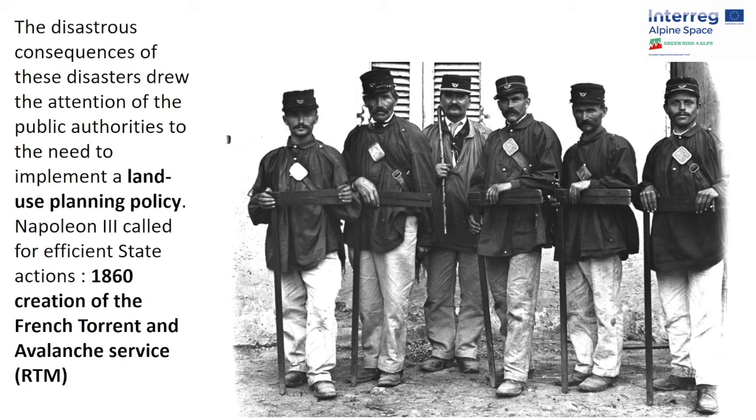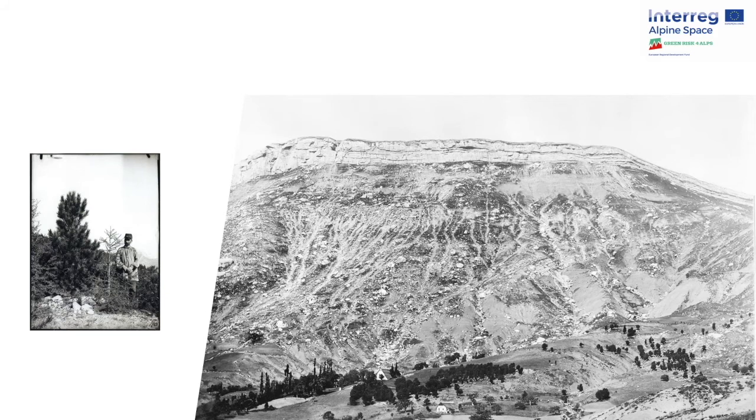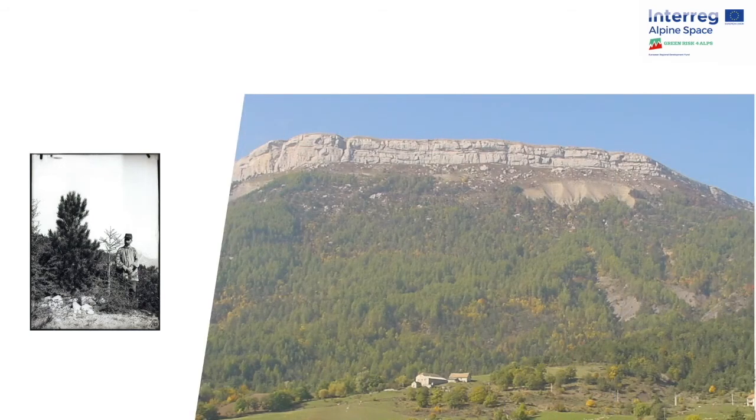The objective was first to develop the land use planning policy in terms of how to use forest as an efficient tool for mitigation of natural risk. The first action of these foresters was reforestation. Here is the example of the Montagne de Séuse in the south of France, how it was looking at the end of the 19th century, and now it's looking like that. Everybody considers that these forests are natural.